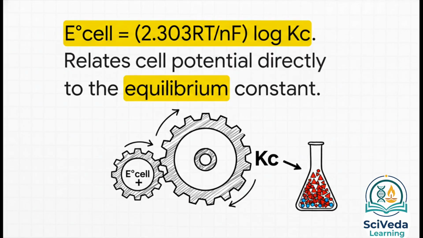And we can push this connection even further. We can also relate the standard cell potential directly to the equilibrium constant Kc. You know, that number that tells us if a reaction prefers to make products or stay as reactants? It makes perfect sense. A big positive E cell means a very spontaneous reaction, which means you're going to make a ton of products. And that means you'll have a huge value for Kc. It all links together.